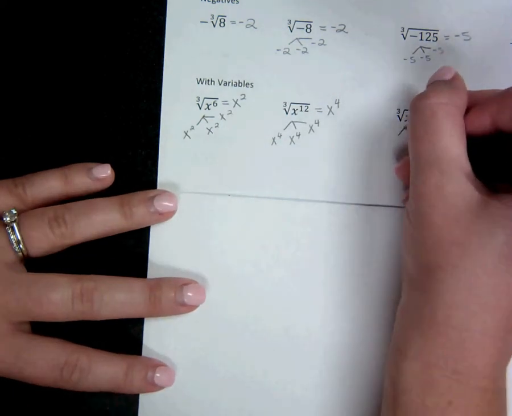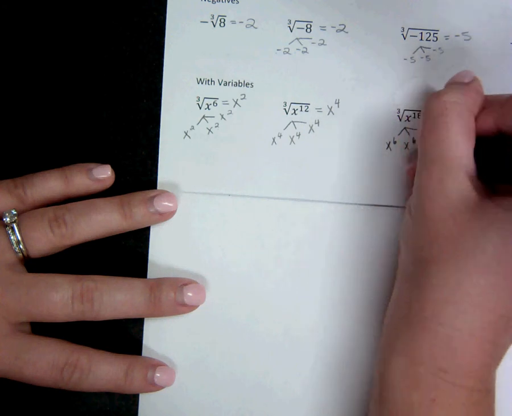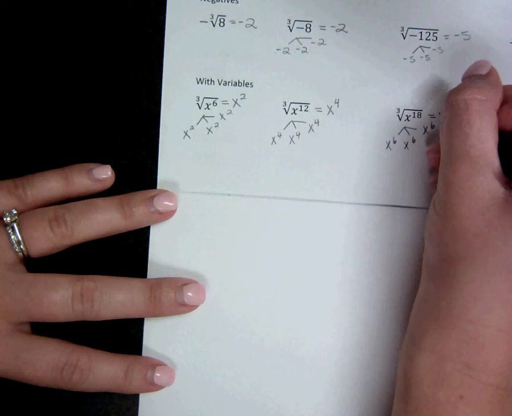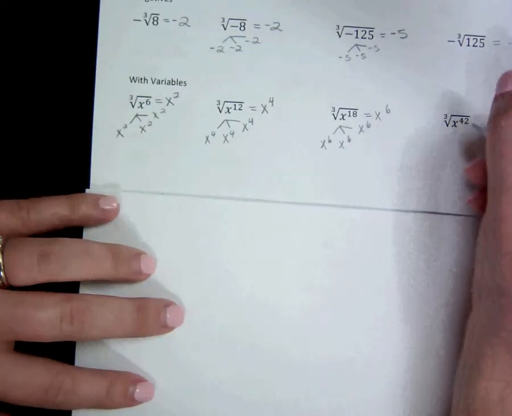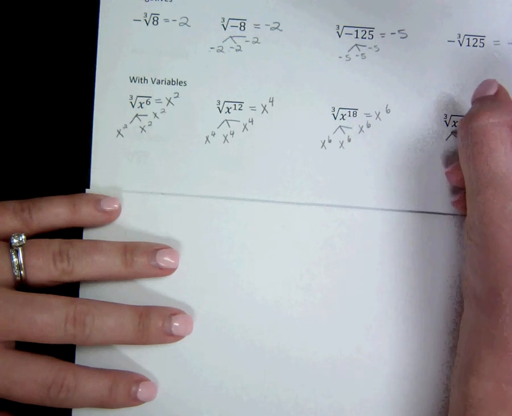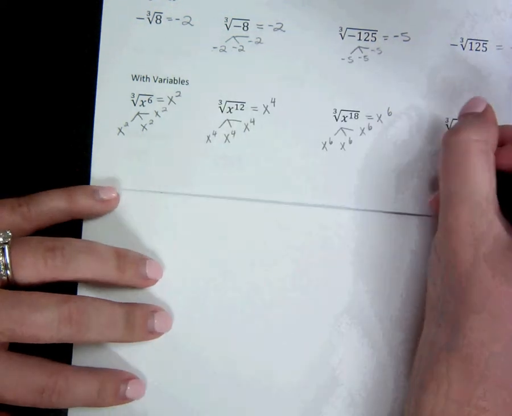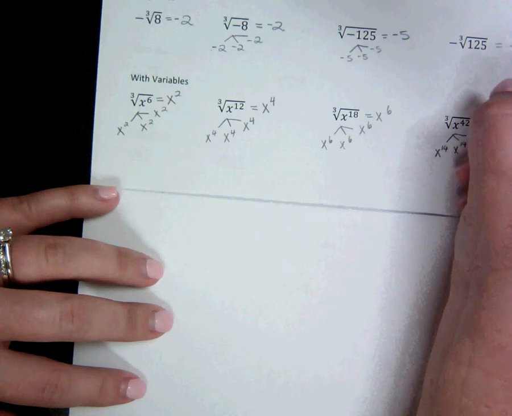Same thing here, dividing it into 3 pieces, x to the 6th, x to the 6th, and x to the 6th. So the cubed root of x to the 18th is x to the 6th. And last one here, 42. I'm not able to think today. 14, there we go. So x to the 14th, x to the 14th, and x to the 14th.